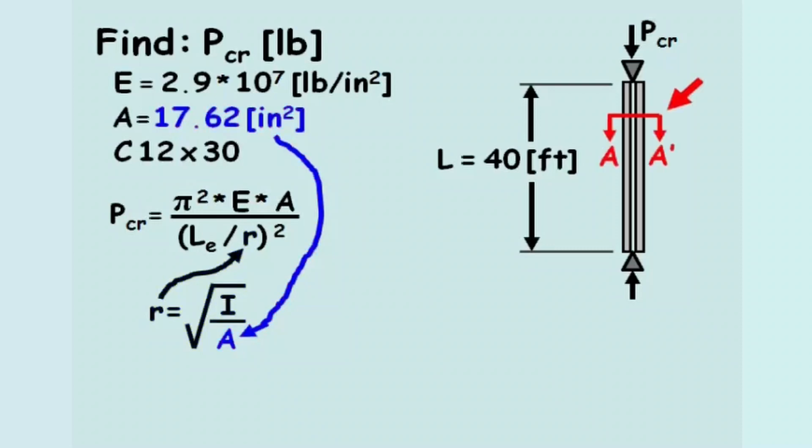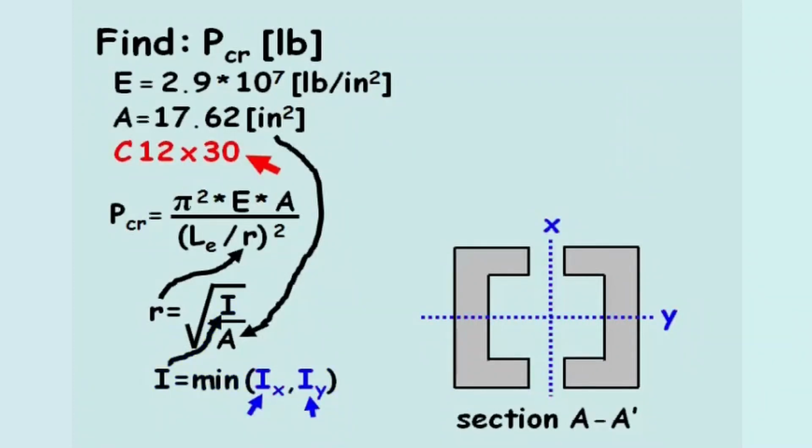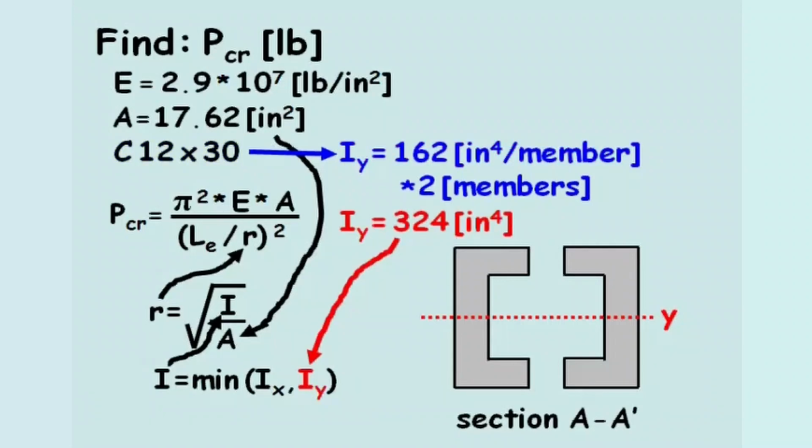If we view the cross-section A prime of the column, the area moment of inertia, I, equals the smaller of the area moment of inertia about the x-axis and the y-axis. Since we know the member is a C12 by 30, we can look up the area moment of inertia about the y-axis, which equals 162 inches to the fourth power per member. Since there are two members, we'll use 324 inches to the fourth power for IY.